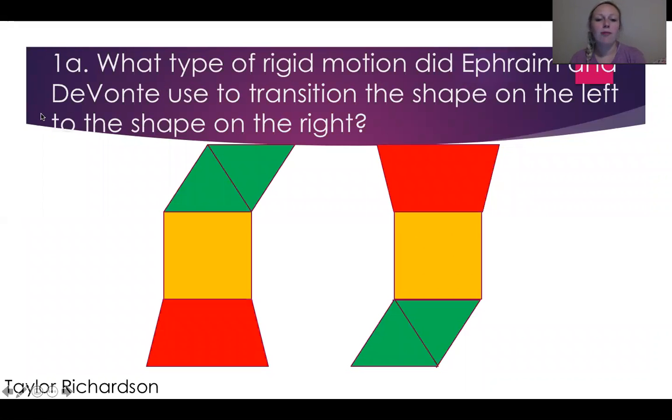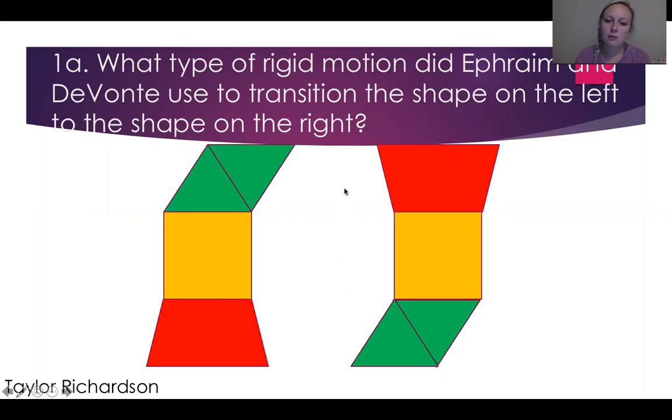To start off, we're going to start by going over question 1, and the question says, what type of rigid motion did Ephraim and Devontae use to transition the shape on the left to the shape on the right? So this lesson goes over different types of rigid motions, including rotational rigid motion and reflection rigid motion. And so we are going to be trying to determine which of those two was used to transform this shape on the left to this shape on the right.